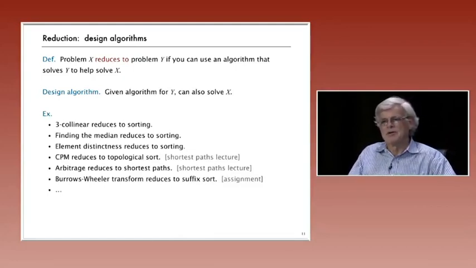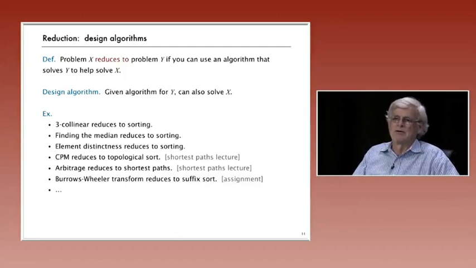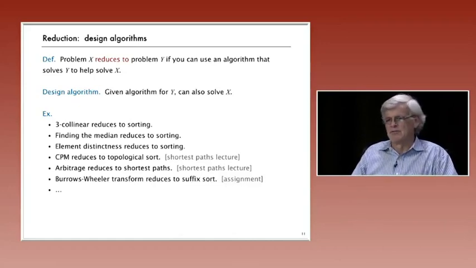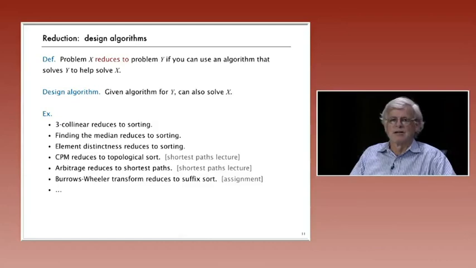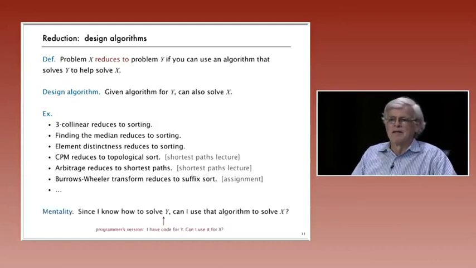Finding the median and element distinctness I just talked about. The scheduling problem reduces to topological sort. We saw that in the shortest path lecture. Also the arbitrage problem involves building a digraph for currency exchange. We reduce that to shortest paths. And there's several other examples. So it's an important and useful technique.